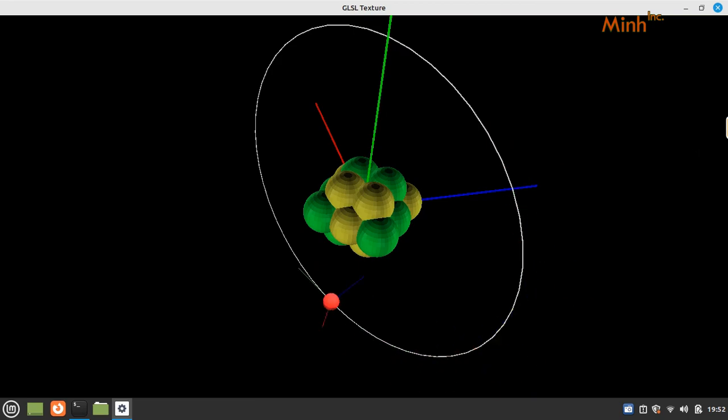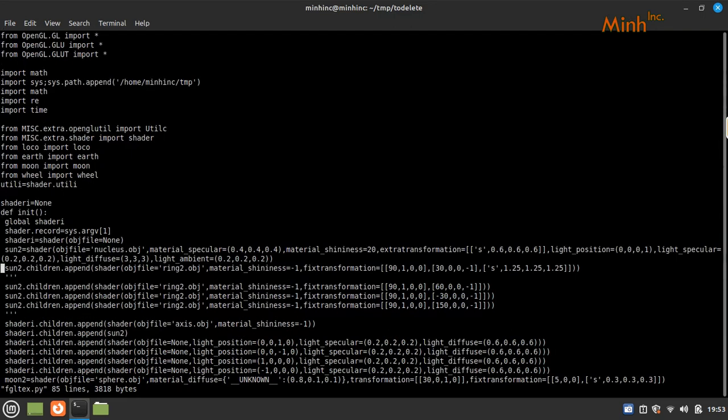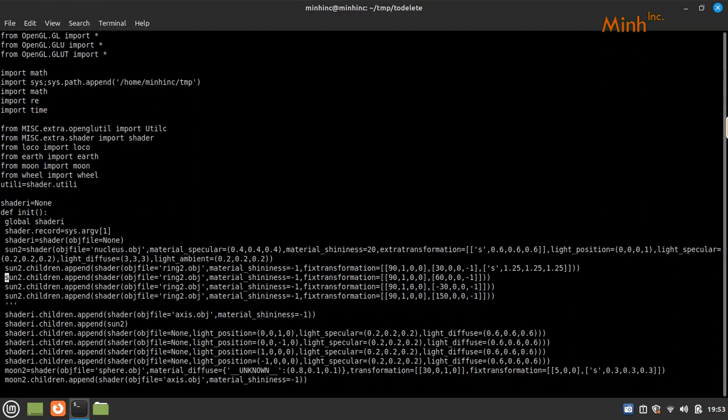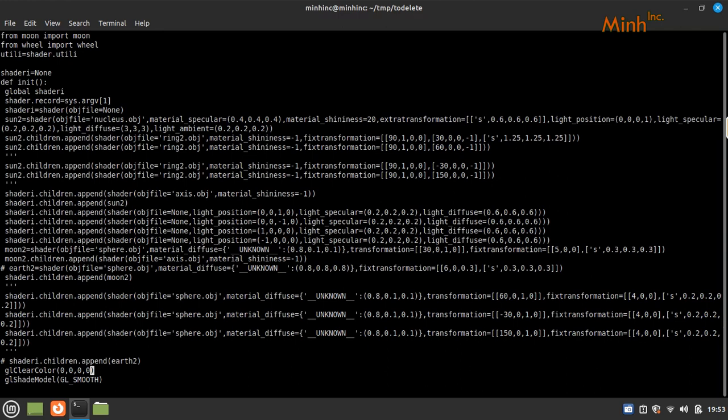Wonderful. So now we can add more electrons. I'll add rings so that we can see the electron. So I'll add one more. Now I have a ring, and that is 60 degrees along the x axis, first 90 degrees. And then 60 degrees along the minus z axis. Or probably we can make it a little less. That should be okay.